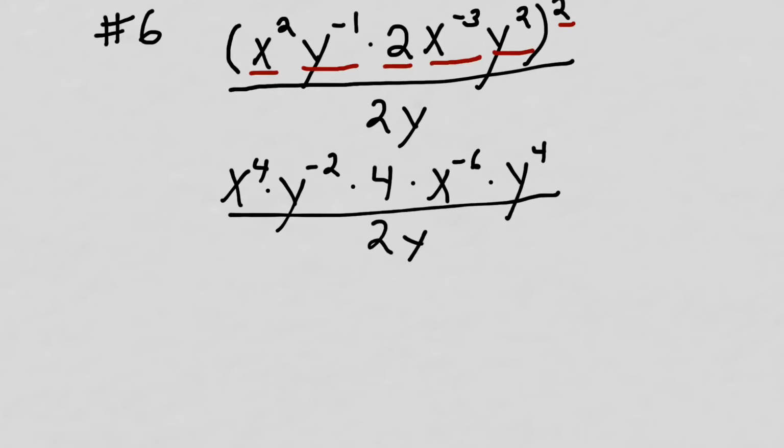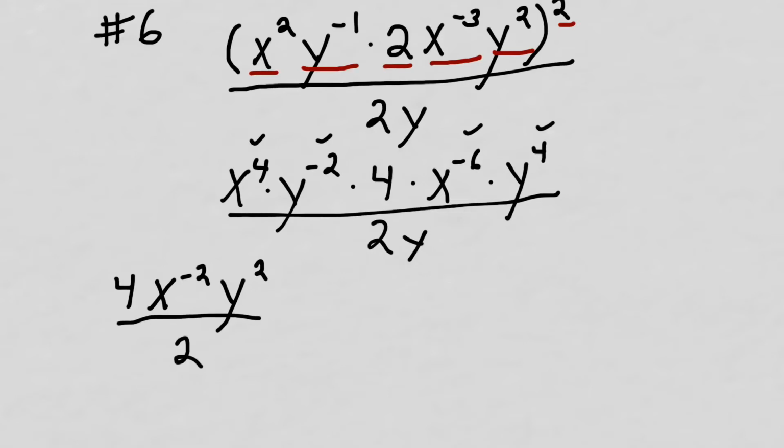Let's clean this up a little bit. We've got x to the 4th here, and we've got x to the negative 6. We add those exponents, we get x to the negative 2. We can just bring down this 4, for now, we just bring it down. Now let's look at the y's. y to the negative 2 and y to the 4th, you add those together, you get y squared. All that over 2y.